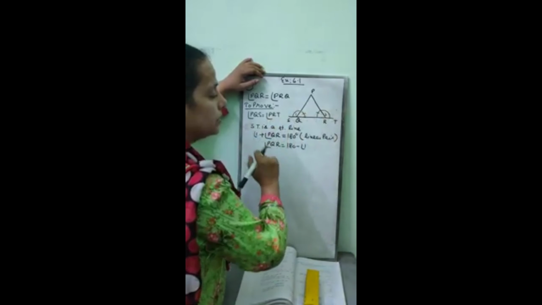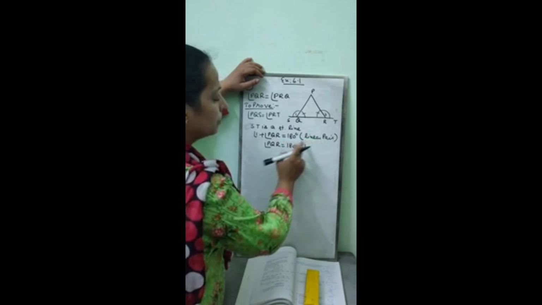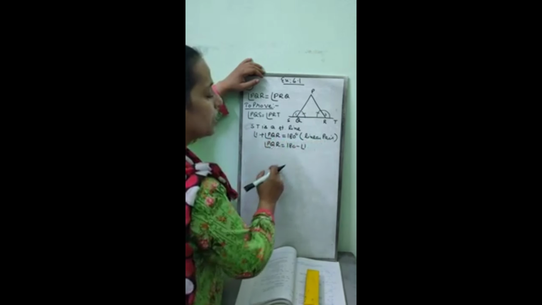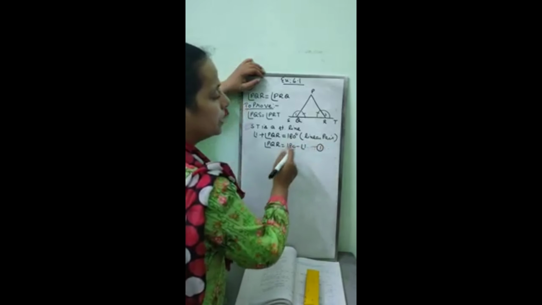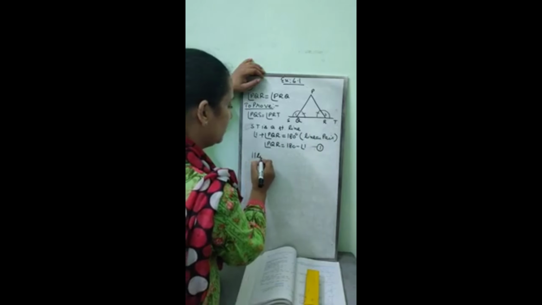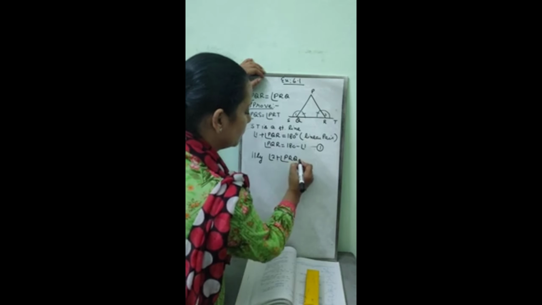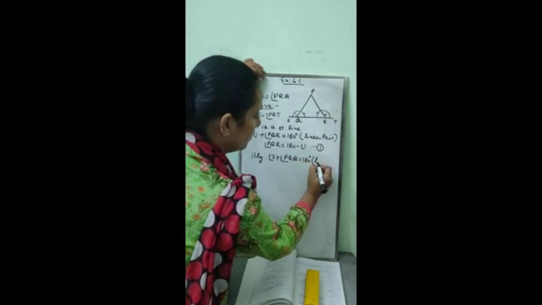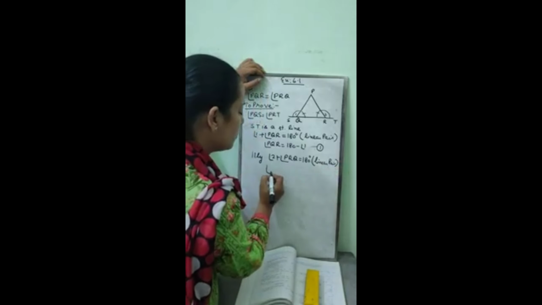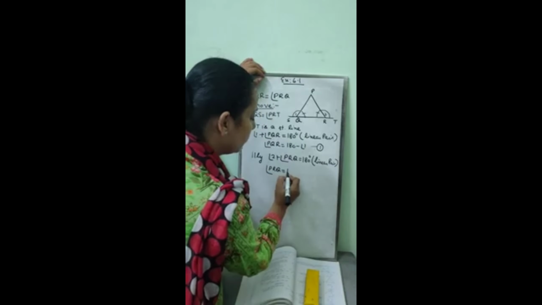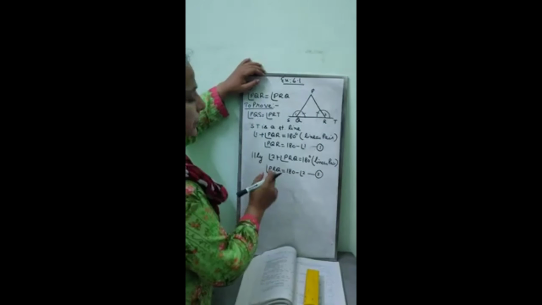See, this is a straight line. So angle 1 and PQR will together make 180, linear pair. We will find the value of angle PQR, that is 180 minus 1. Clear? Now similarly, angle 2 plus angle PRQ is 180, linear pair. Find the value of PRQ, 180 minus 2. Clear?